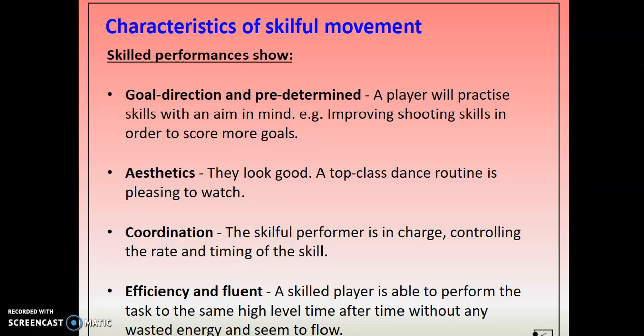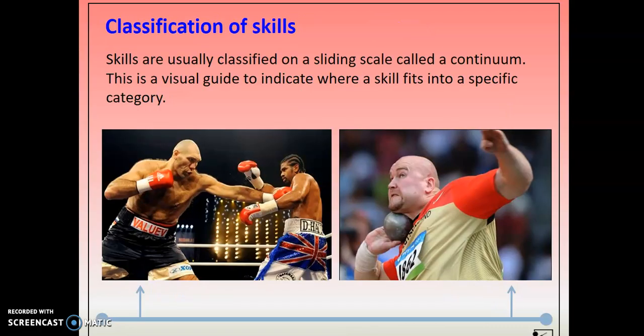Now let's just look at what categories we could put them in. And now we categorise or classify these skills by putting them on something called a continuum. So you see along here on the bottom of this PowerPoint slide that this is the continuum. Now it's a sliding scale. It means that skills don't necessarily fit at one end or the other end. Okay, they might feature somewhere along this. So it's important to remember that something may not just be classified at one end.